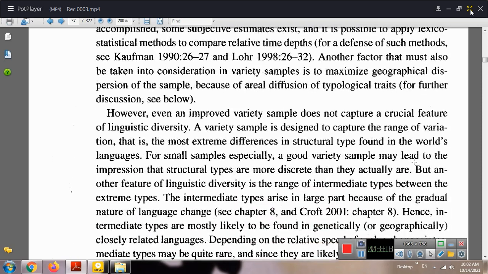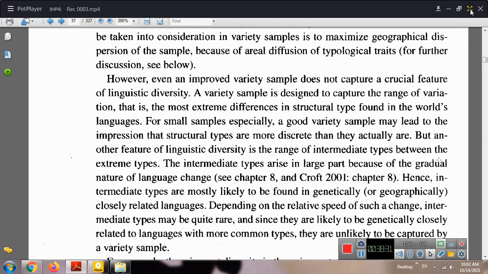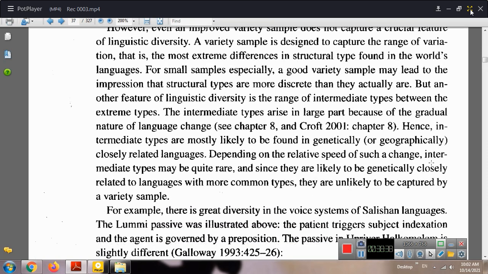However, even an improved variety sample doesn't capture a crucial feature of linguistic diversity. A variety sample is designed to capture the range of variation, that is, the most extreme differences in structural type form in the world's languages. For small samples especially, a good variety sample may lead to the impression that the structural types are more discrete than they actually are.